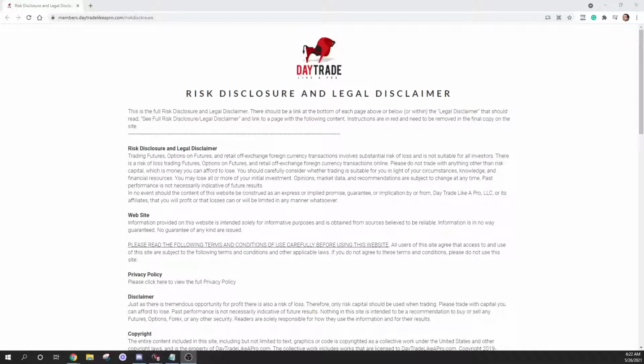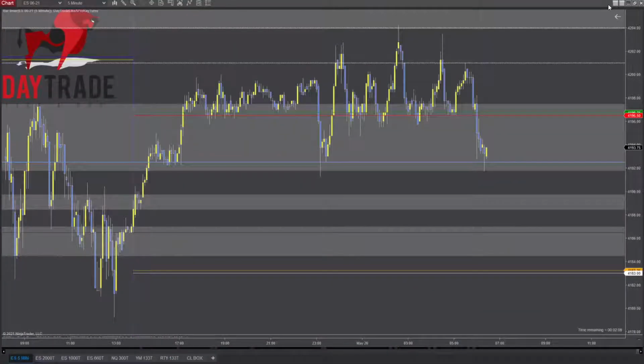All right, good morning. It is May 26th, and we're going to look here at the S&P 500. We've got about 7 or so minutes until the market opens. So, a couple of things that you'll notice. This is just a 5 minute chart.